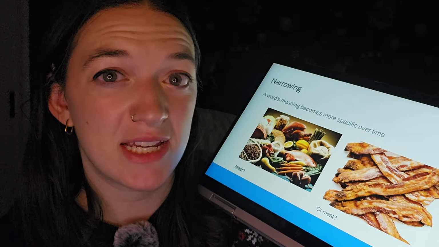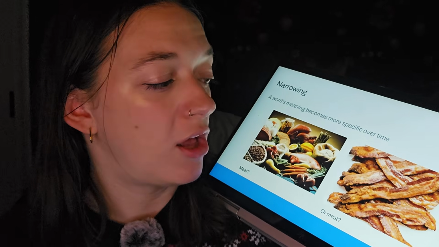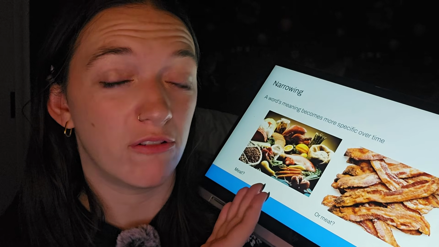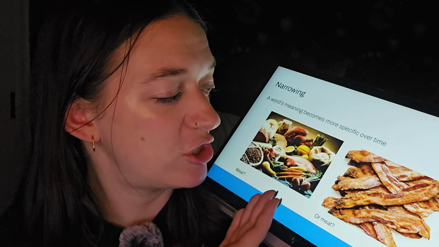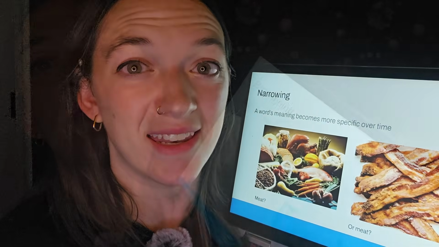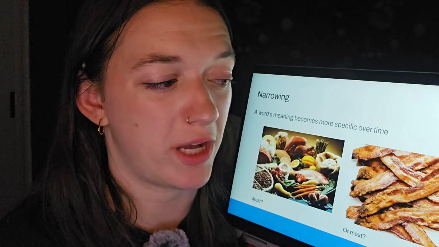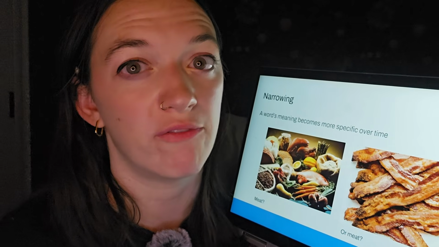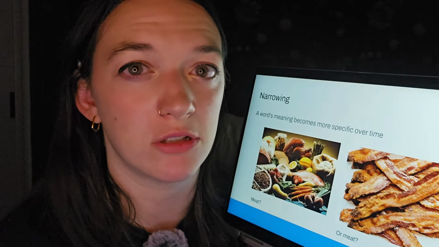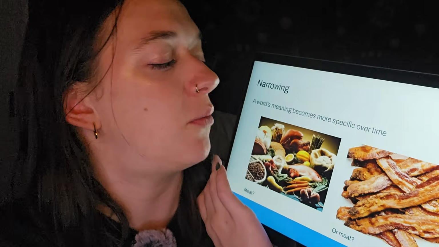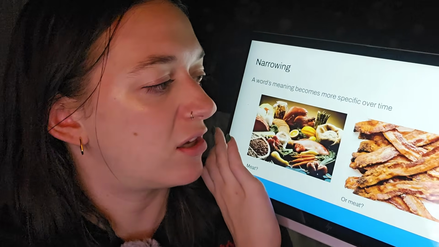So, meat is an example of narrowing. The word meat used to refer to any and all food. So it could be fish, it could be grains, it could be vegetables. And now meat refers to, well, meat. It refers to animal flesh or food, the muscle of an animal that you eat. So narrowing is when a word's meaning becomes more specific over time.